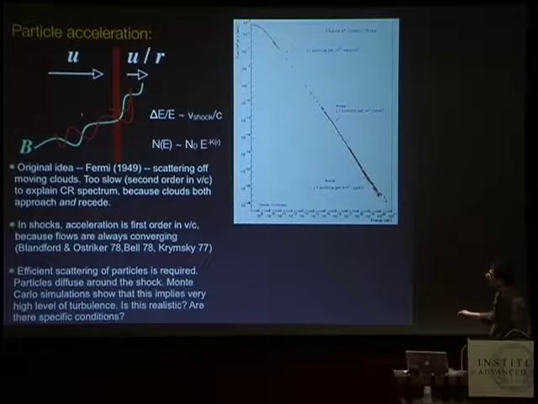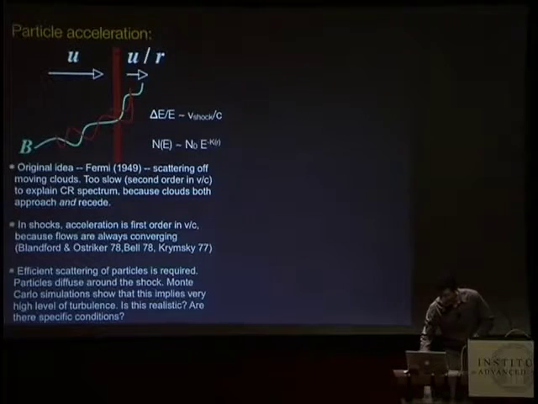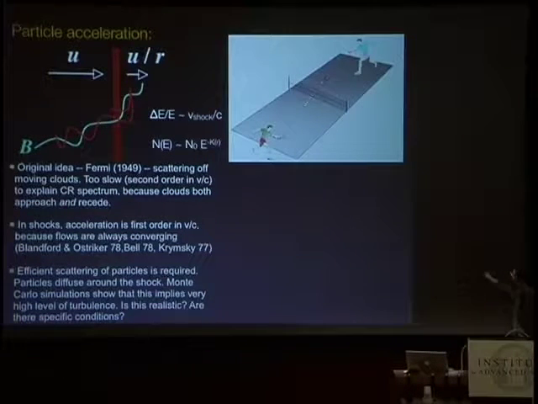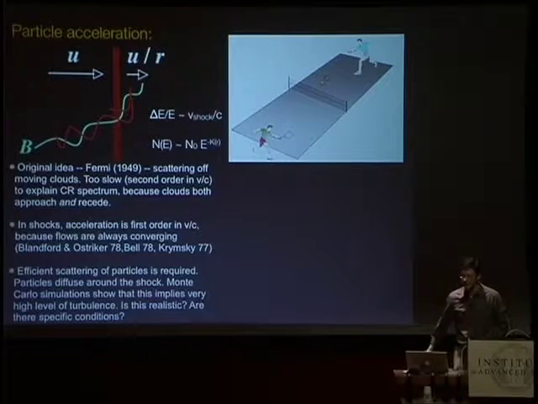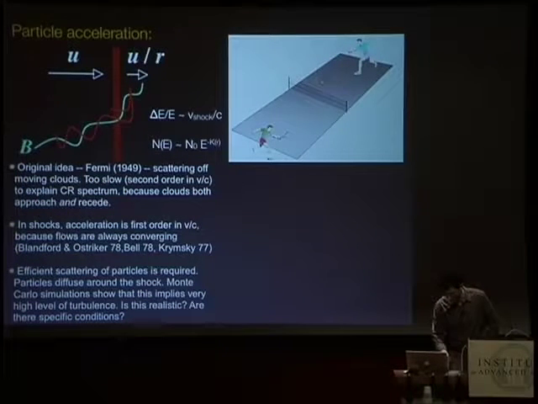So in a shock, this is the upstream flow incoming into the shock, and this is the flow going away from the shock. And they're basically two converging flows, no matter from which frame you look. From this frame, this flow is approaching. From this frame, this flow is not receding as fast as this one. So basically, you have these two converging walls, and if you have two tennis players trying to knock the ball backwards and forwards, obviously the ball's energy will increase. And that's essentially what happens in a typical shock acceleration scenario.